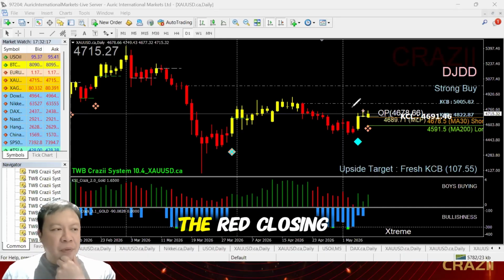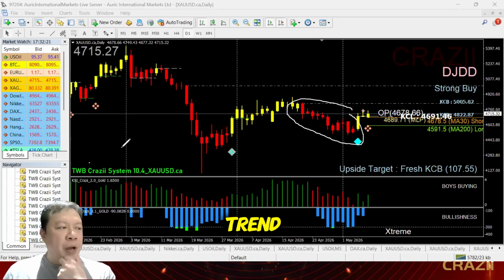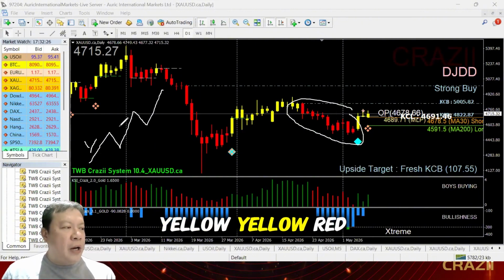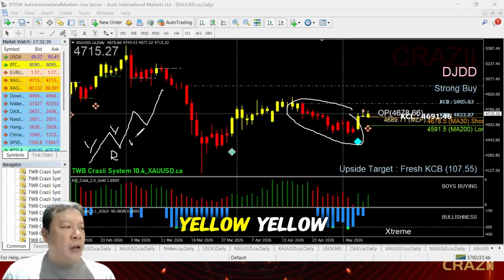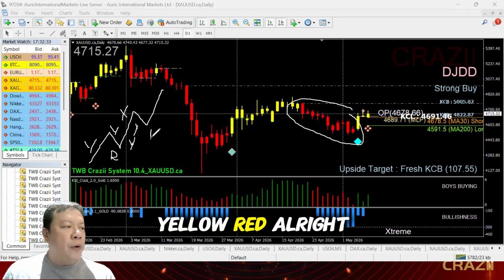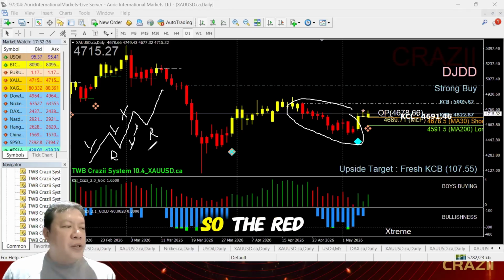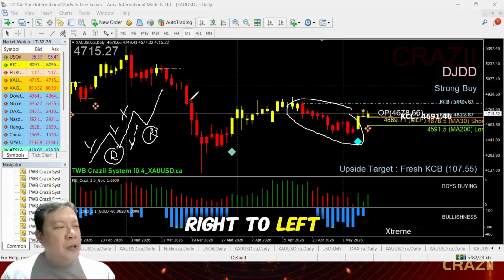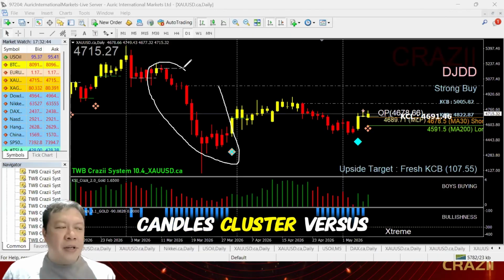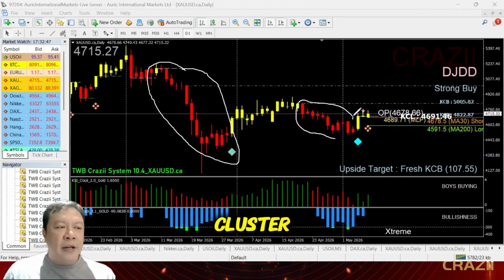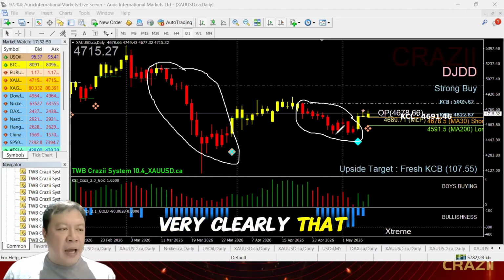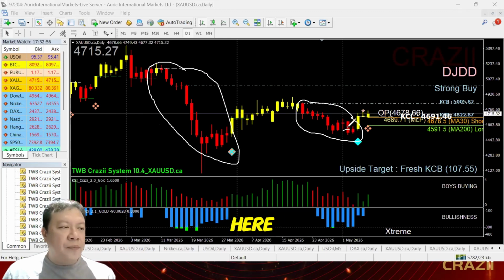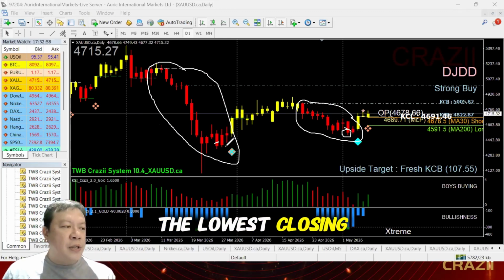If you look carefully, the red closing on the way of an uptrend is the vice versa. You will have yellow, yellow, red, yellow, yellow, yellow, red. So the red should be getting higher for an uptrend. Looking at the chart from right to left, this red candle cluster versus this red candle cluster, you can see very clearly that the lowest closing belongs to this one here, but if you check this one, the lowest closing is over here.